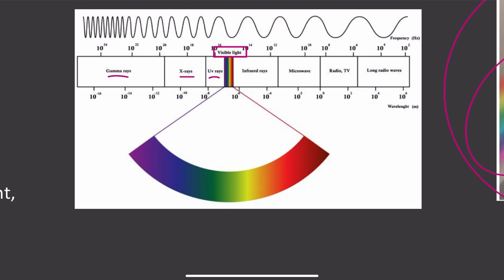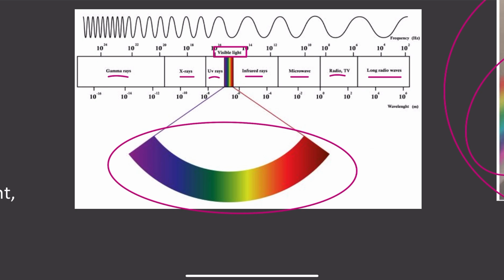Visible light, this is where we see all of our colors. Everything we see is in this small range right here. It's just expanded out here so you can see all the colors of the rainbow. Our IR spectra, our infrared rays, microwaves, radio and TV, and then our long radio waves. And so this is your electromagnetic spectrum. You should understand where the different pieces fall, where they're compared to each other.